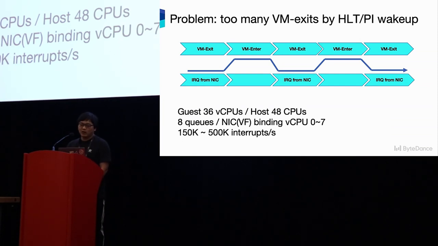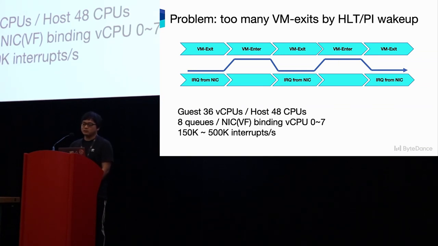But there are only about 150K to 500K interrupts per second in the guest. So vCPU 0 to 7 are always not busy enough. A typical case is like this: a net packet reaches the virtual function interface, then the vCPU will be woken up by the posted interrupt wakeup event. After processing the net packet, the vCPU will run the halt instruction and leave VM mode. So too many VM exits are generated by halt and PI wakeup.